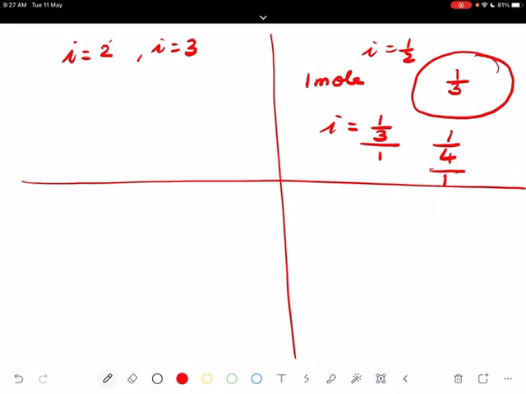Now in this case, that is partial dissociation.